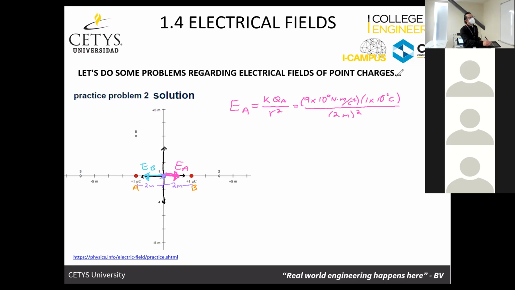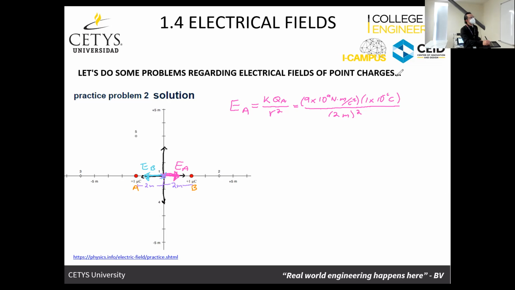Enya, could you please help me out with that calculation? Yes. Thank you, Enya. And EB is going to be equal to K QB divided by R squared. This is equal to 9 times 10 to the 9 newtons meters squared divided by Coulomb squared, multiplied by 1 times 10 to the minus 6 coulombs, divided by 2 meters squared.